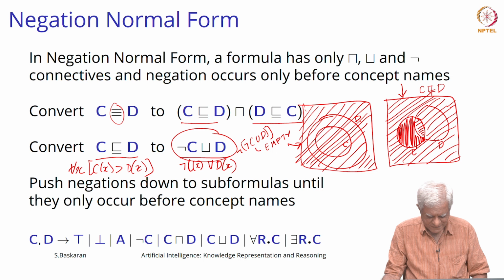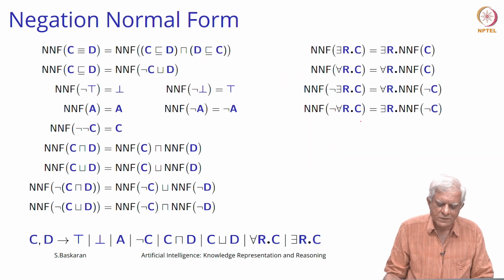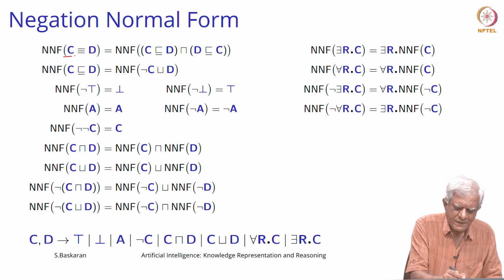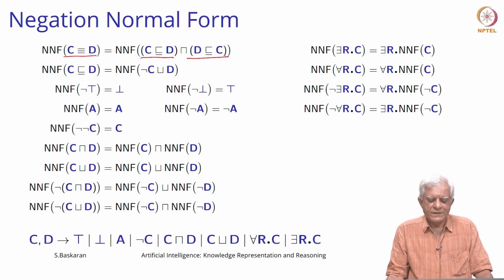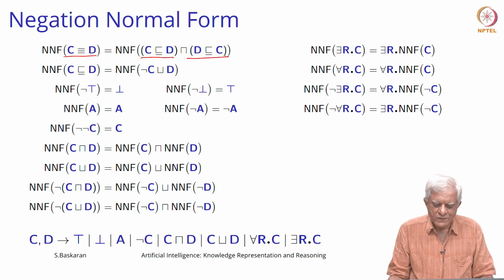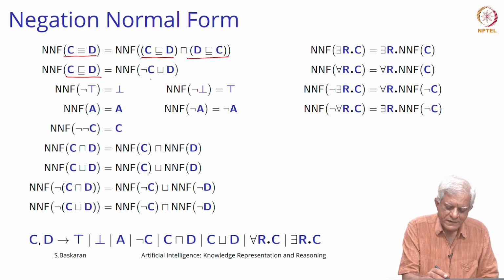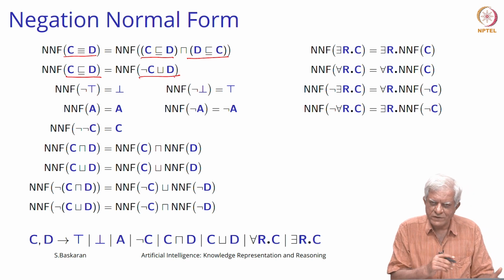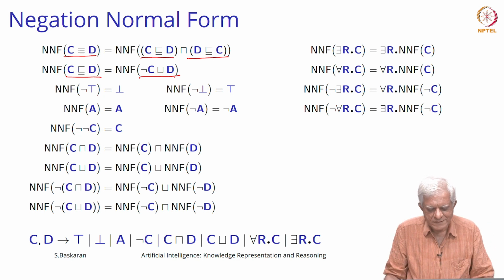So, let us look at this a little bit in more detail. First, how to convert things into negative normal form. We have already said that we will transform the equivalence into two subsumption relations. If we have C subsumed by D, it is the negative normal form of not C union D. So, we have made this transition from a sentence to the domain essentially.